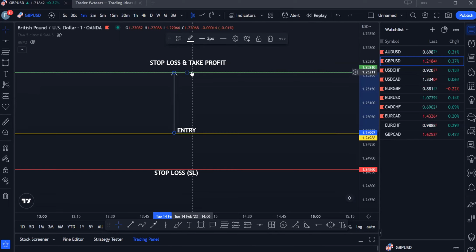Okay, so this scenario here is for a buy order. How will it look for a sell order? Let's take a look at that.